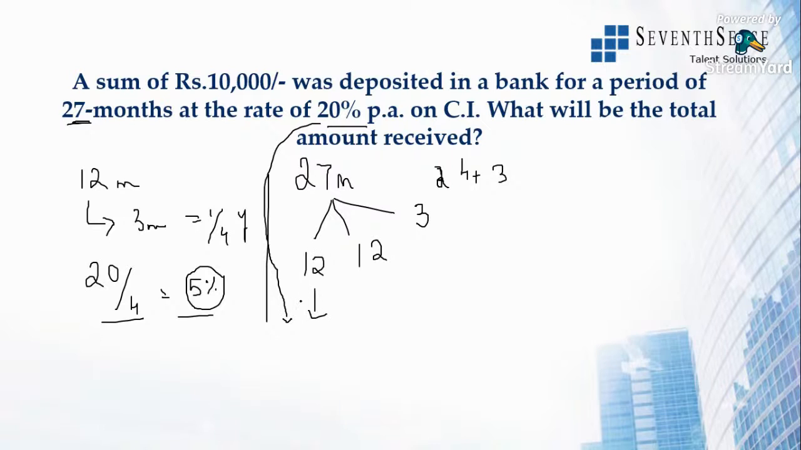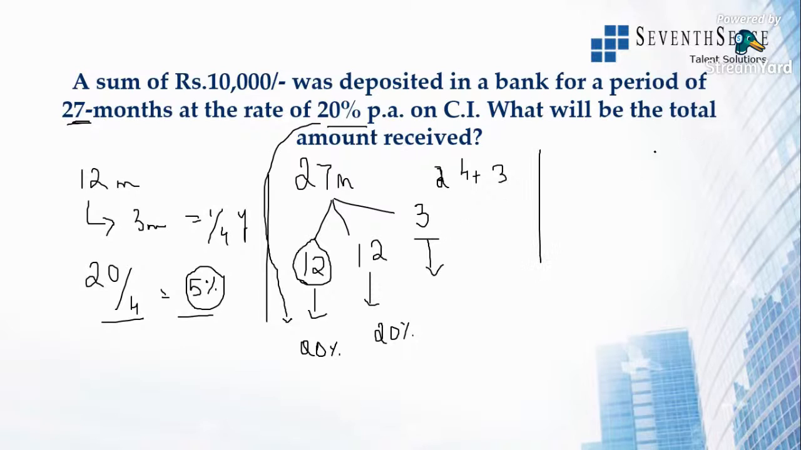So for 12 months, it is nothing but per annum basis. So we have to apply 20% for the first year. Then another per annum basis, so another 20% for the second year. But for the last one, can anyone tell me how much rate of interest I should use? For the last phase, we have 3 phases in 27 months: 2 per annum and 1 per quarter.